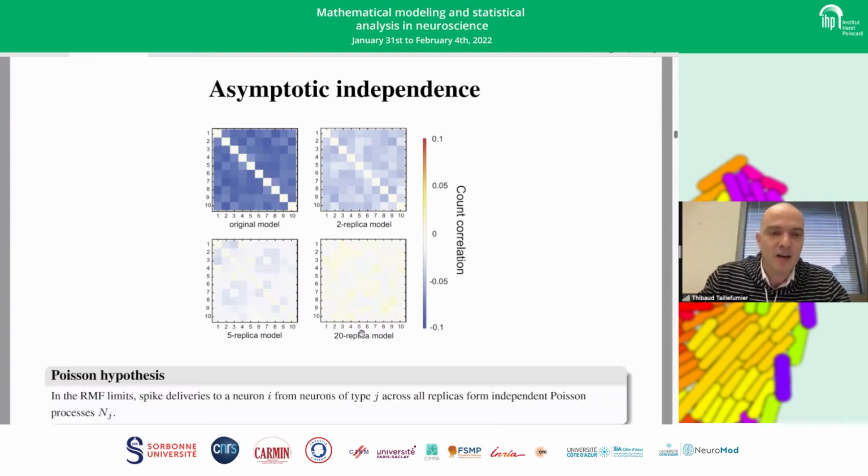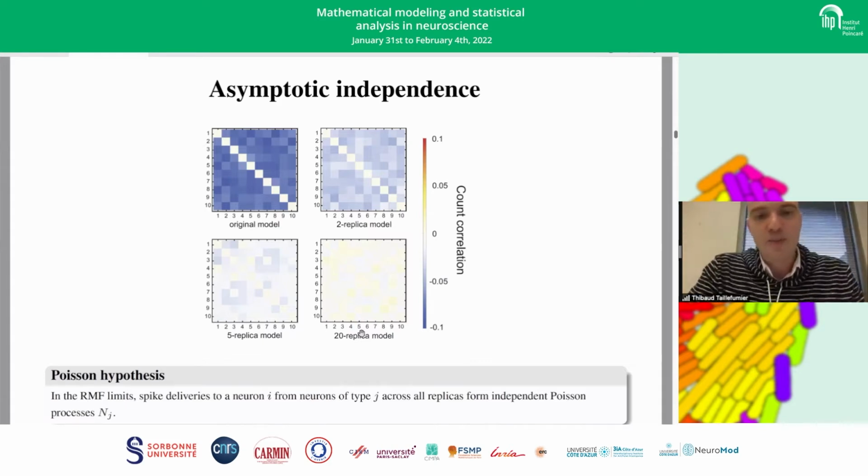We have basically what we call the Poisson hypothesis, which is that in this sort of limit, if you are a neuron of a particular flavor in one replica, and you look at the spikes you're receiving from a neuron of another flavor all across the replicas, you will see that you experience those spike deliveries as if they were delivered from independent Poisson processes. And independence here is with respect to the type of neuron you look at across replicas.